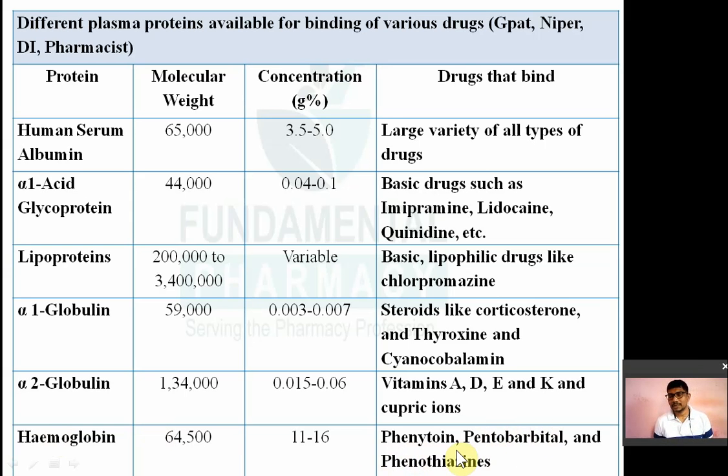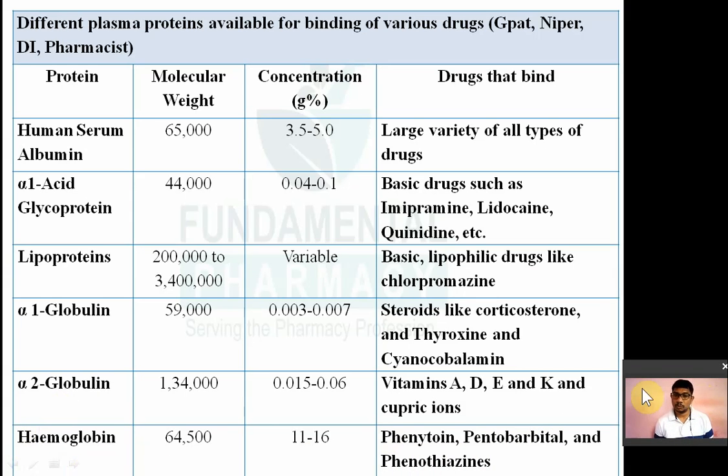megaloblastic anemia. Both these drugs, phenytoin as well as phenobarbital or phenobarbitone, cause megaloblastic anemia because they bind to hemoglobin and decrease the oxygen carrying capacity of hemoglobin. That's why they cause megaloblastic anemia. And this was again a question in the MPSC Drug Inspector 2008 exam.